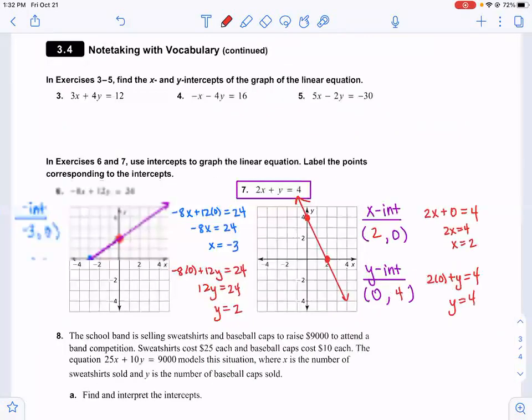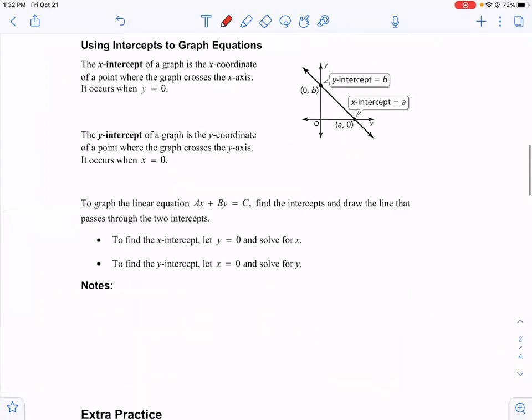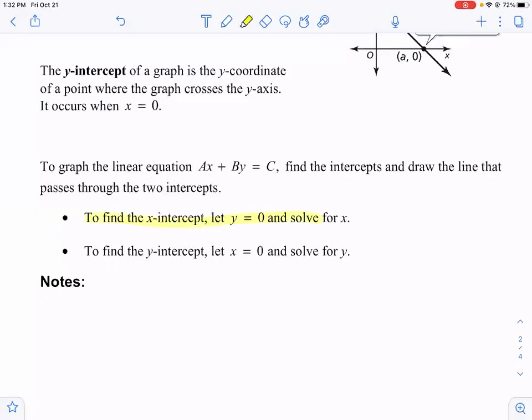Now, I want to come back, sorry guys, to the page before, and I just want you to highlight this right here. This is what we did, but you helped me figure it out before we actually did it. So on Sunday night, when you're doing your homework, or Monday morning in Flex, this can be a reminder of what we did to get those x-intercepts.